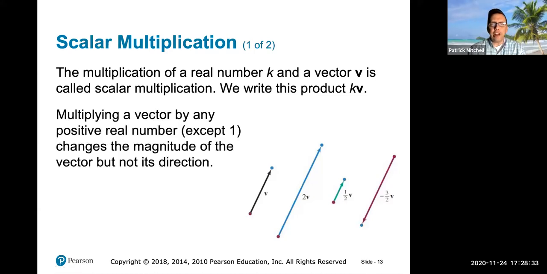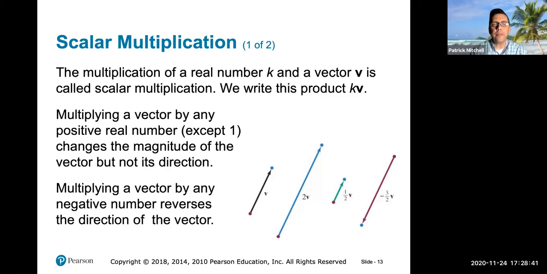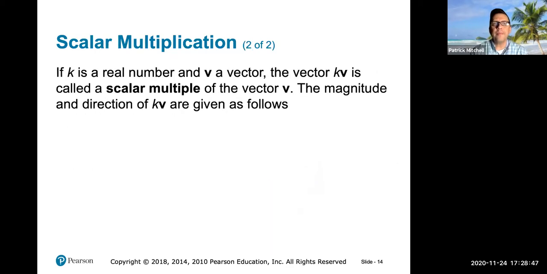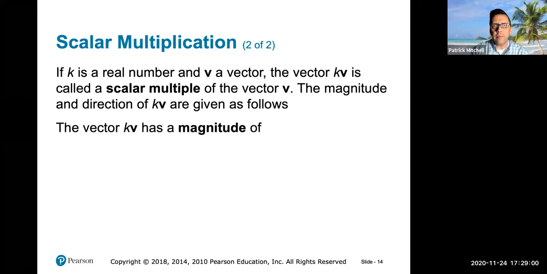All right, and in general, multiplying a vector by any positive real number except 1 changes the magnitude of the vector but not its direction. Multiplying a vector by any negative number reverses the direction of the vector. If k is a real number and v is a vector, the vector kv is called a scalar multiple of the vector v. And the magnitude and direction of kv are given as follows.